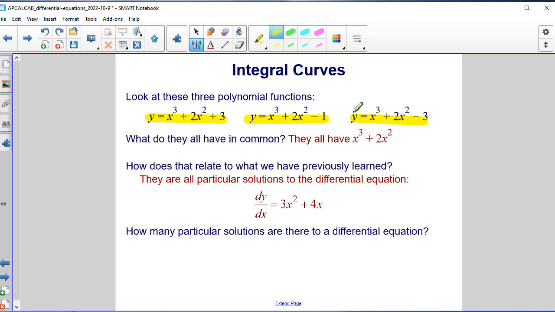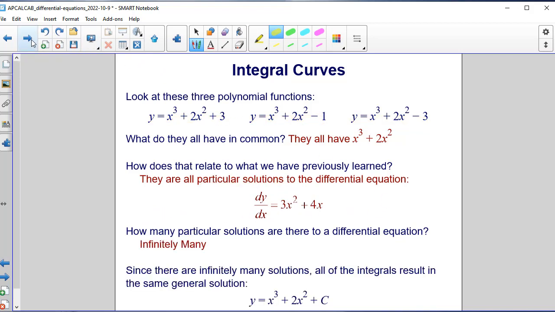So these top three equations are particular solutions to this differential equation. When I say the word particular solution, you may want to also think of the word specific. They are specific to this general form of a differential equation. Now, this introduces a third question. How many particular solutions are there to a differential equation? And the answer is infinitely many.